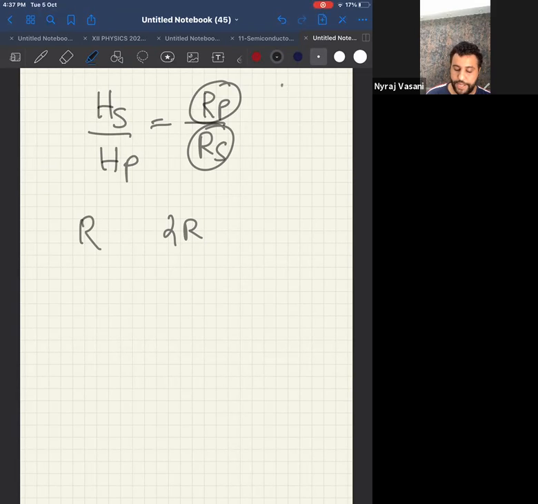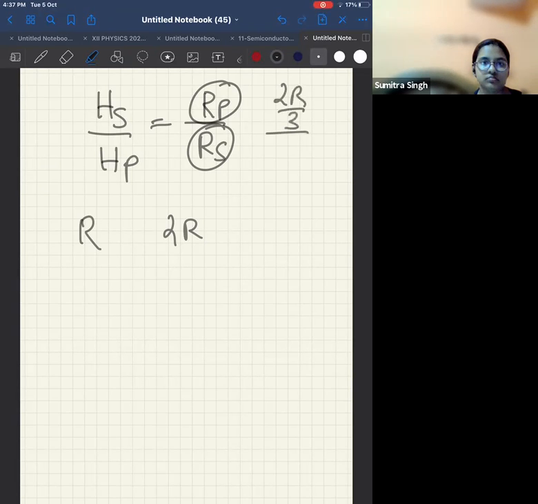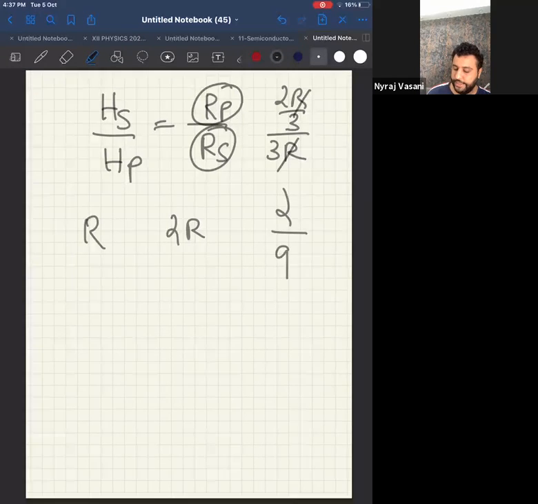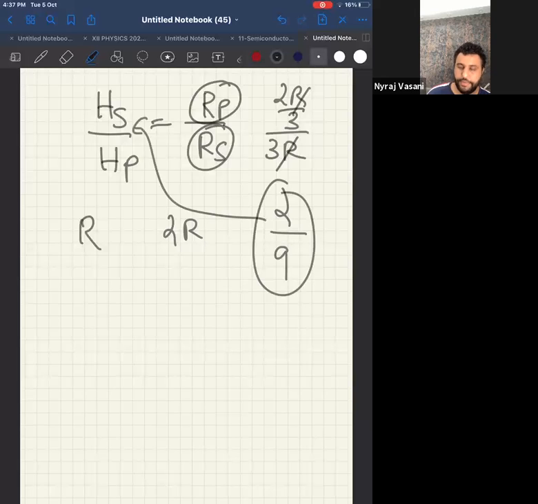Therefore, when I do it in parallel, I will get 2R by 3. And when I do it in series, I will get 3R. R plus 2R is 3R. And in parallel, it is 2R by 3. Actually, 3 by 2R, but you have to take reciprocal again. Therefore, can I say this R and this R will cancel? So 2 divided by 9. 2 divided by 9 is nothing but HS by HP. Now, HS by HP is what? Heat in series is to heat in parallel. That is what they have asked. Ratio of heat in series and heat in parallel. Therefore, answer will be C.